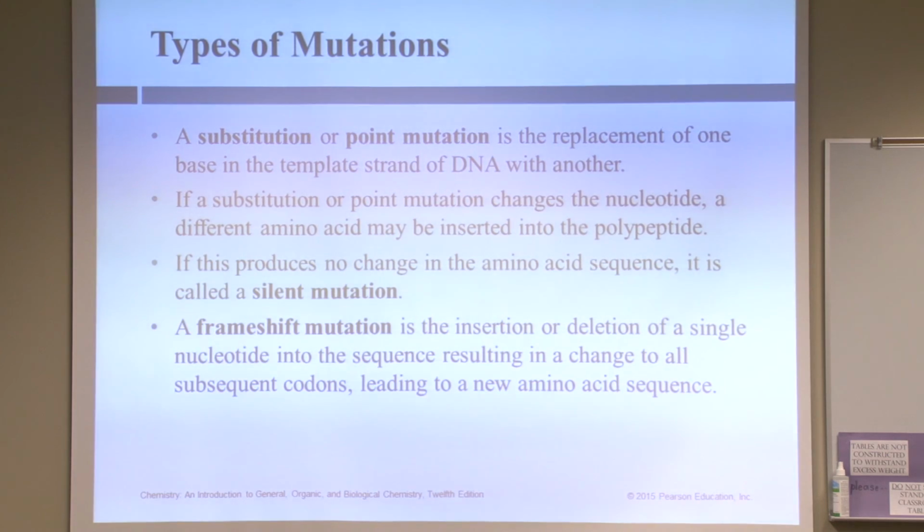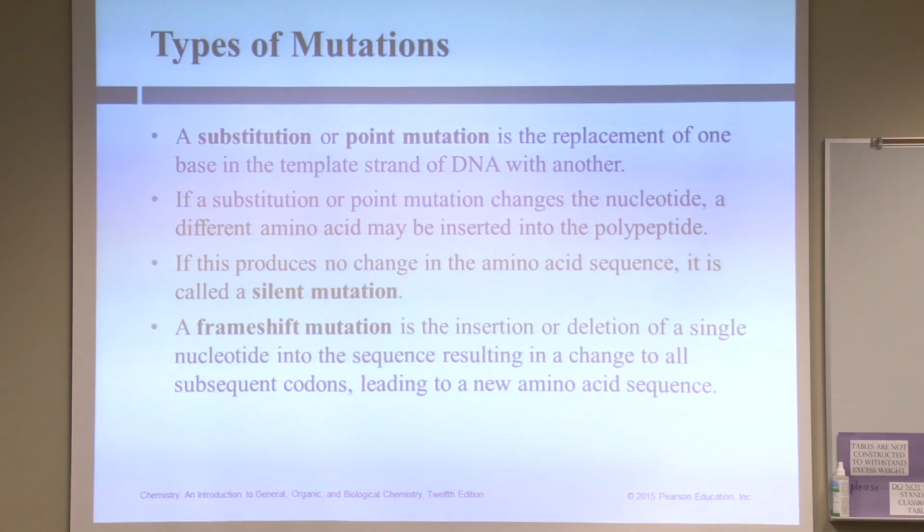If this produces no change in the amino acid sequence, it is called a silent mutation. What does this mean? If you go back to the codons that we were discussing, the triplets, a single amino acid has many codons. Sometimes we saw 3 to 4 codons. So even after replacing the base, it codes for the same amino acid. There has been a change in the base, but no change in the amino acid sequence. It's called a silent mutation because there are several codons that code for the same amino acid.